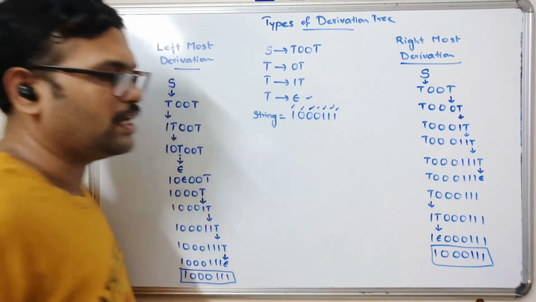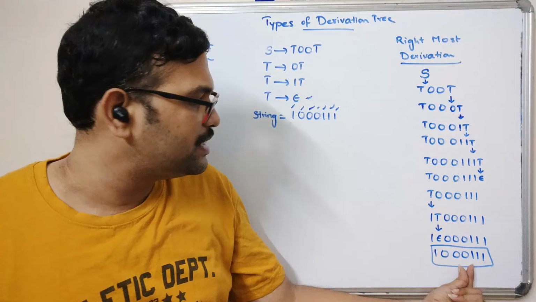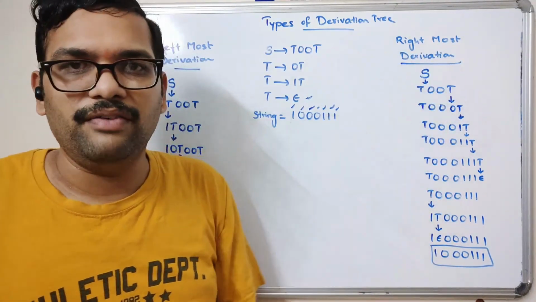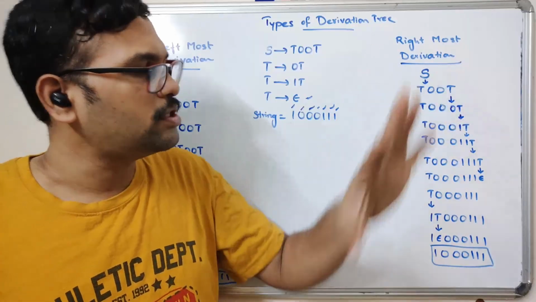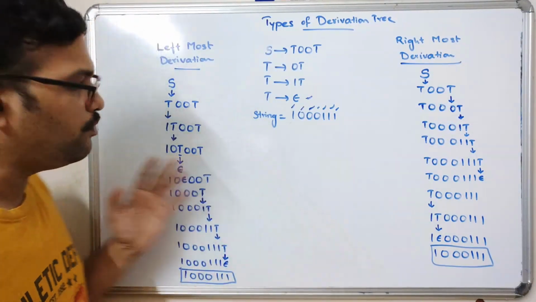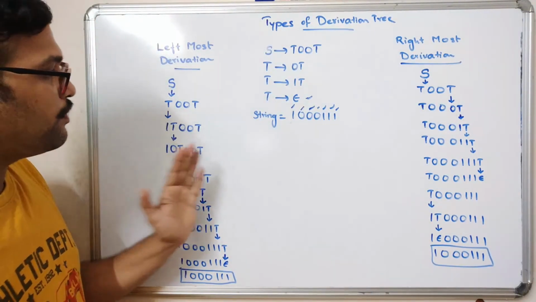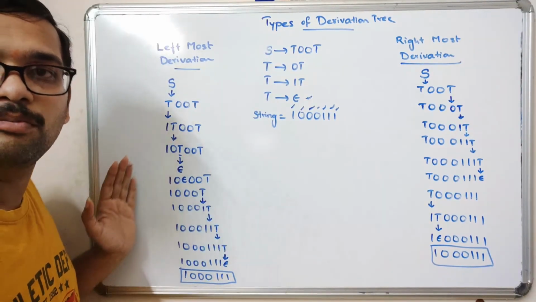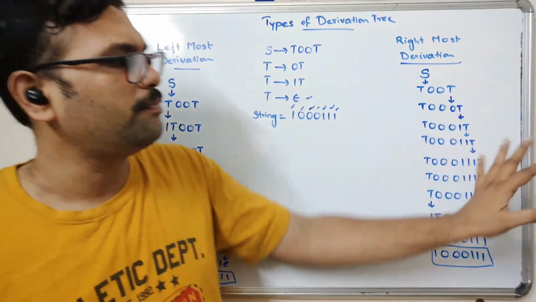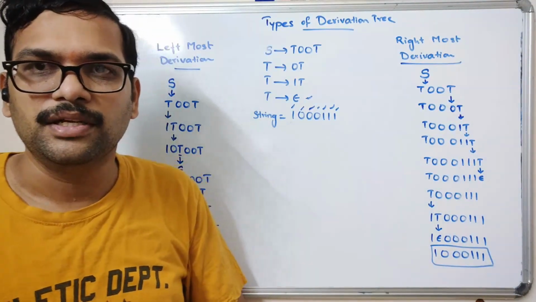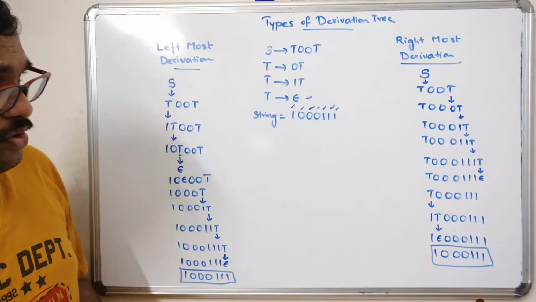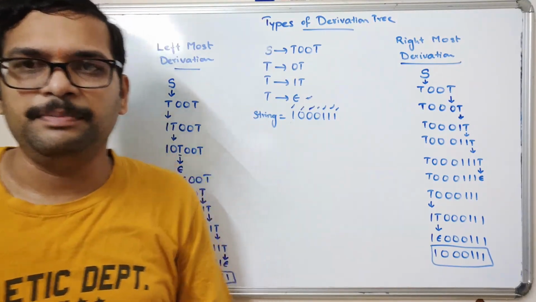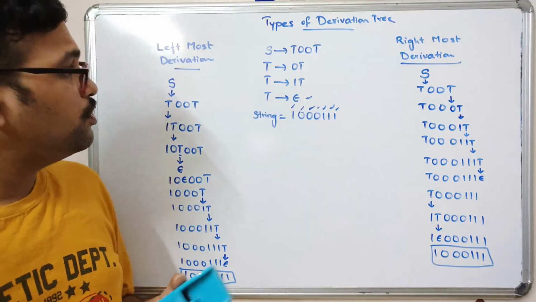So we have derived the required string using the rightmost derivation. Here we derived the string from the leftmost derivation, that means substituting the leftmost non-terminals. Here we are applying from the rightmost non-terminals. Right? So hope you understood. From this derivation you can simply draw the diagram, that means a tree.